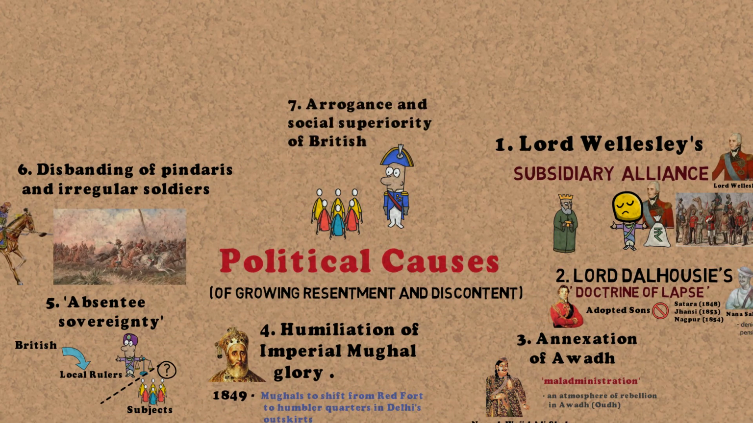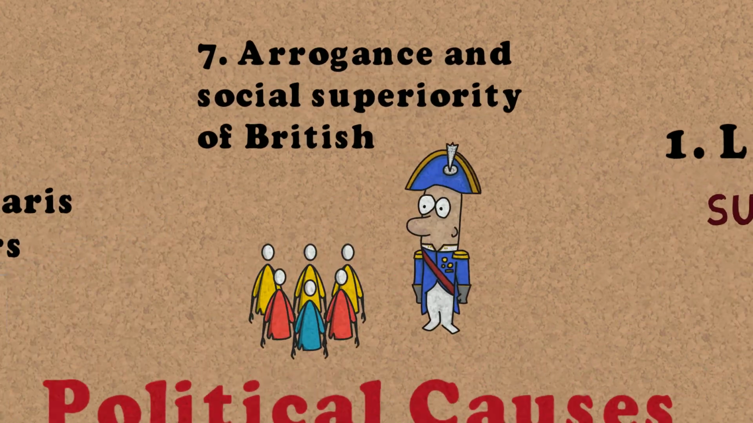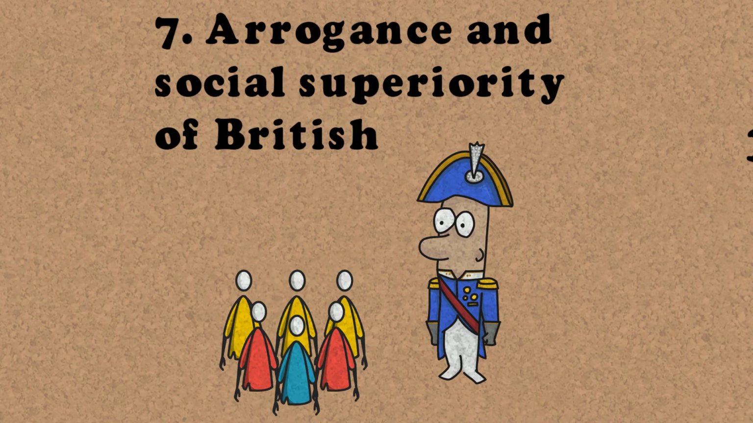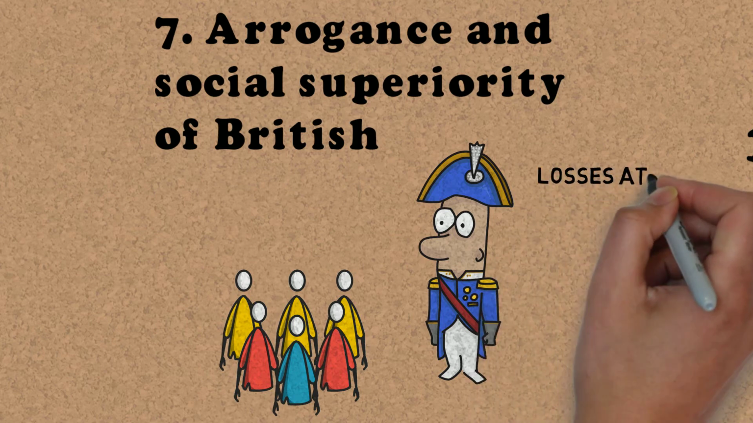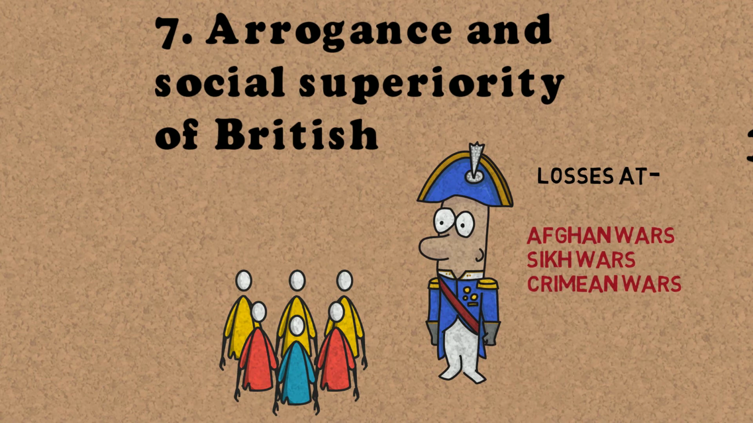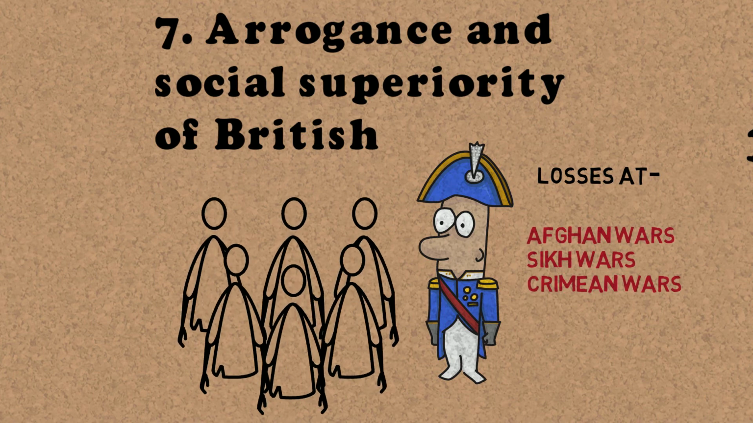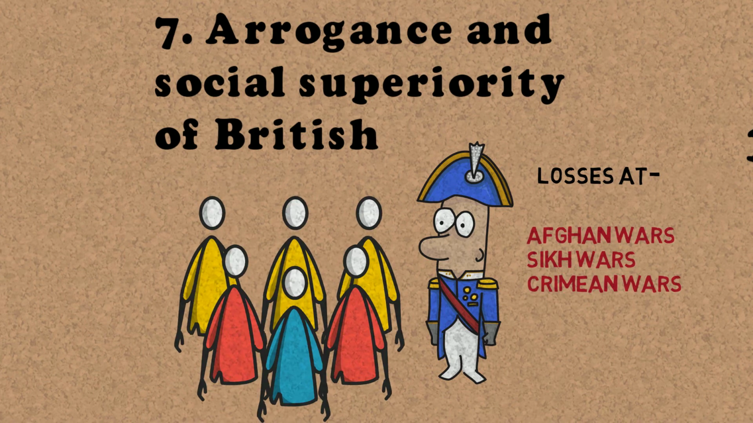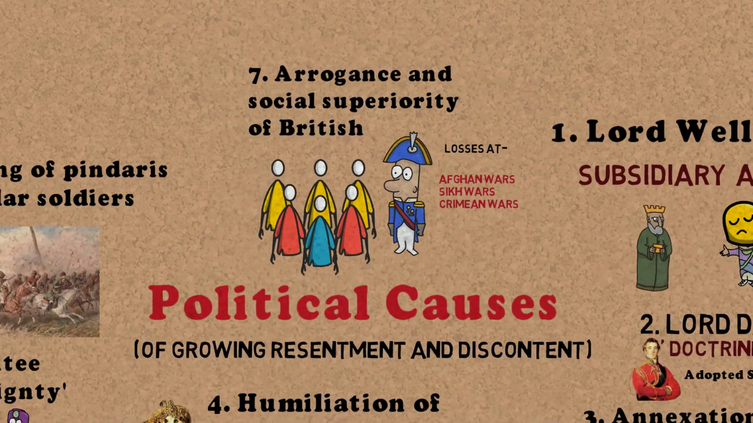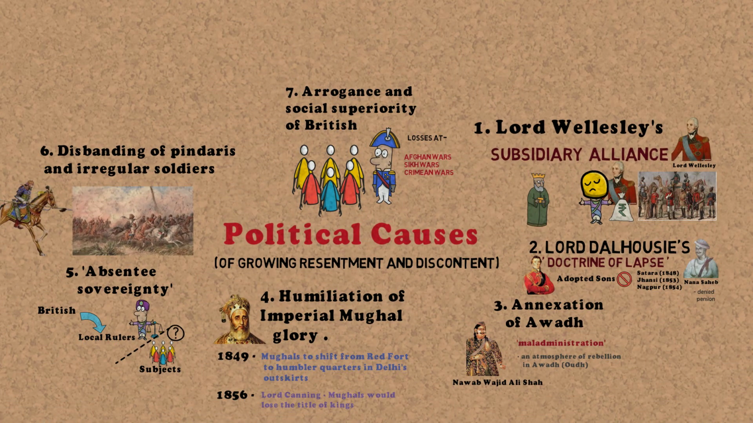Lastly, the arrogance and social superiority portrayed by the British angered the common people. They could not accept the white Britishers as their rulers. On one hand, Britishers portrayed themselves as superiors, but on the other hand, the British army suffered losses in the Afghan War, Sikh Wars, and the Crimean Wars. This gave Indians confidence to think that the British army is not invincible, they can be defeated. All of these were the political causes that angered the Indian people.